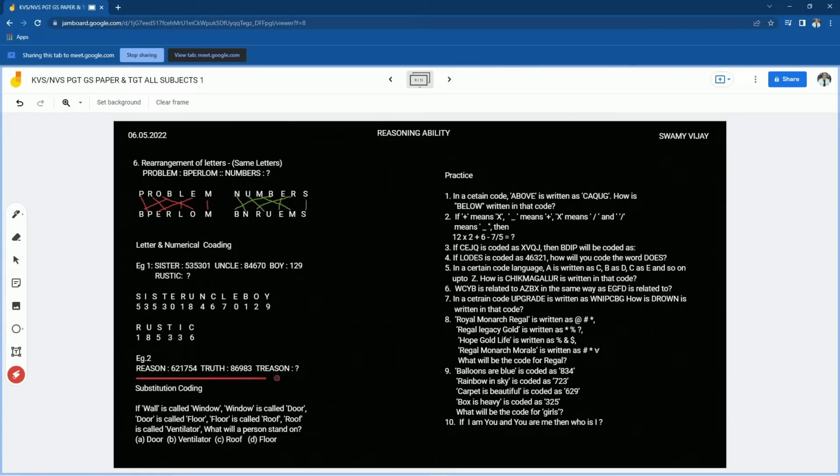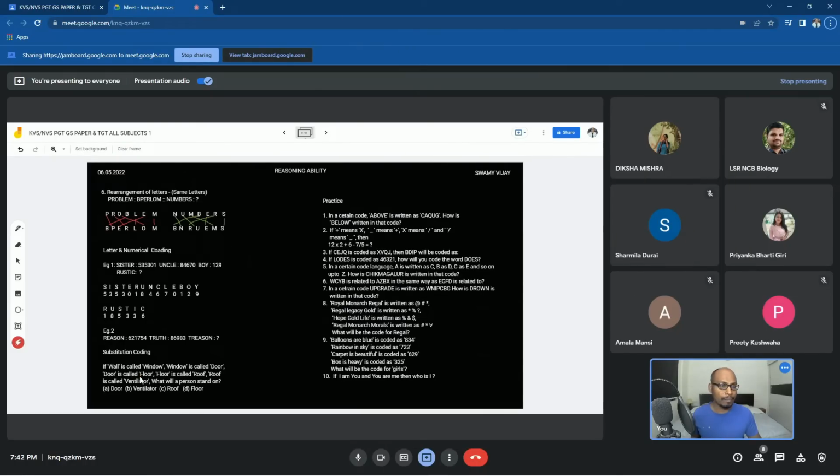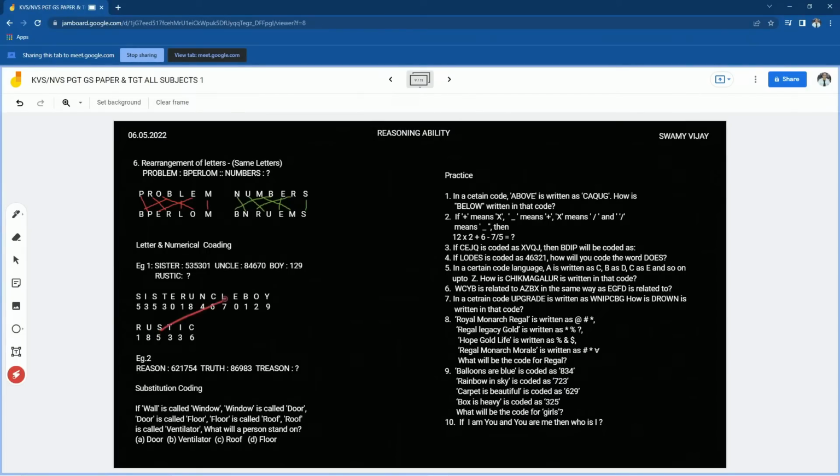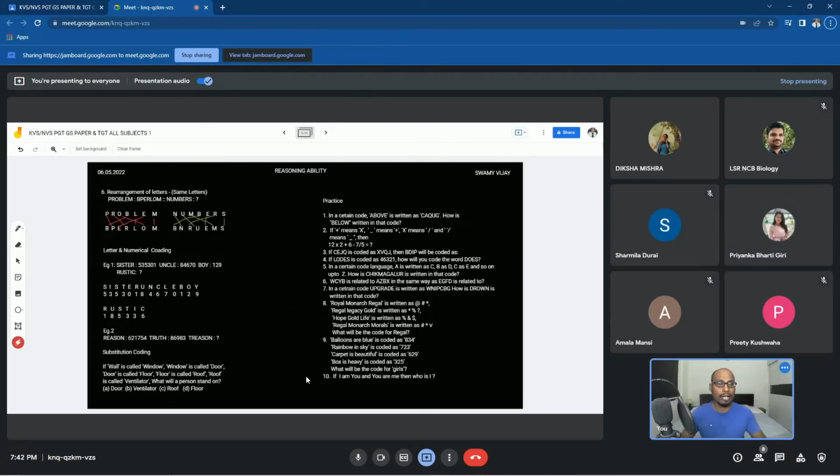Now solve the second question. If you have understood the logic used in example 1, then find the answer to example 2. Reason is coded in one way and truth is coded in one way. Now how do we write the same code for treason? Start writing. Ask me, sir.